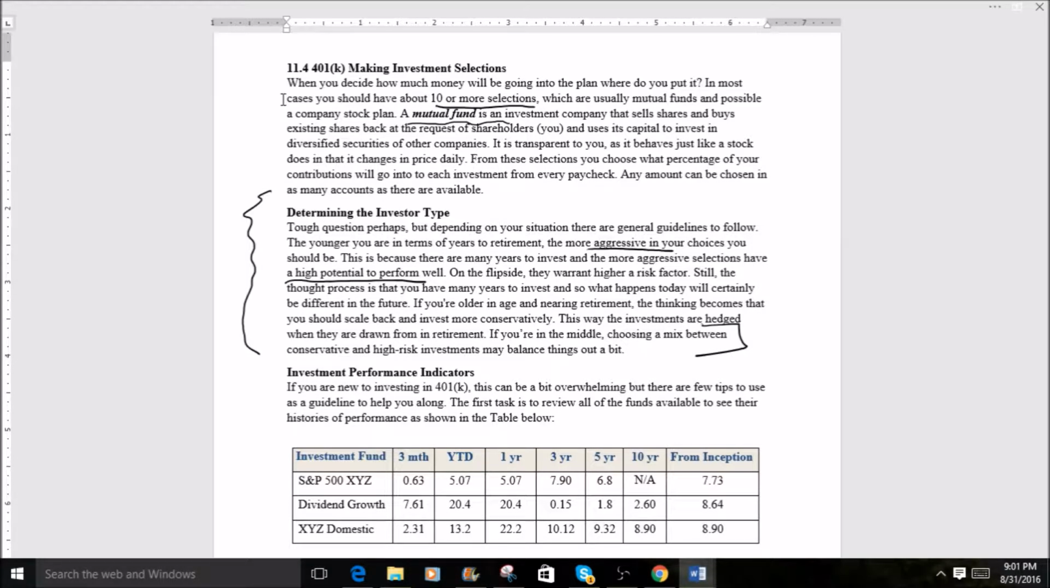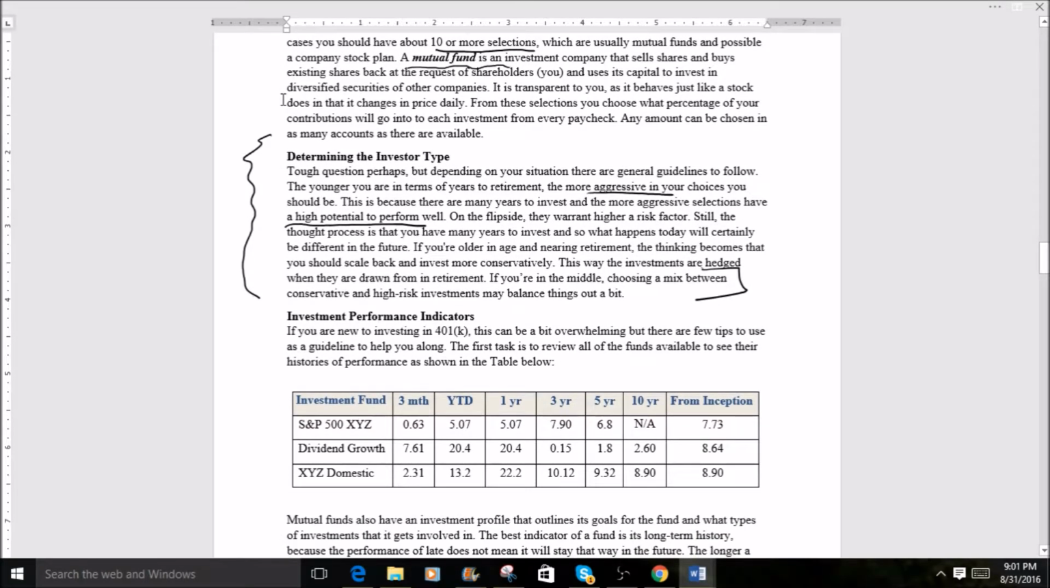Now, investment performance indicators. When you go into your mutual fund selections, you will be able to look at all of them and see their performance, their histories. And certainly statistics don't lie, so it's very nice to look at numbers because it allows you to get a good picture of what you're going to put your money into. So we can see in this table below a kind of layout that you would see for your investment choices.